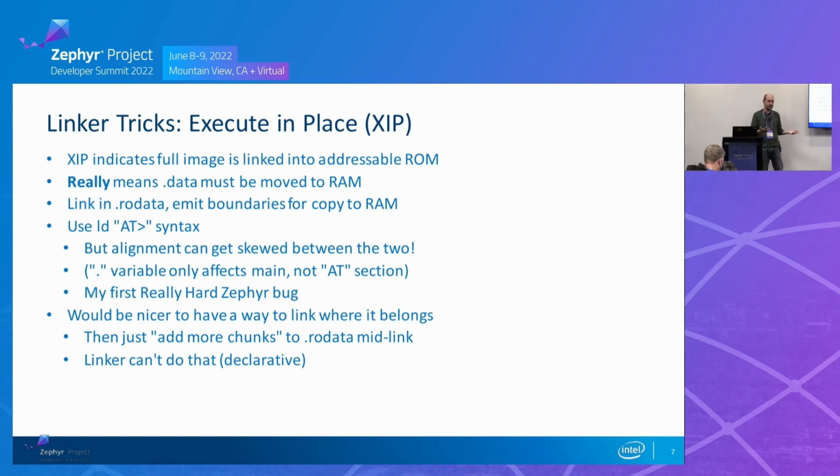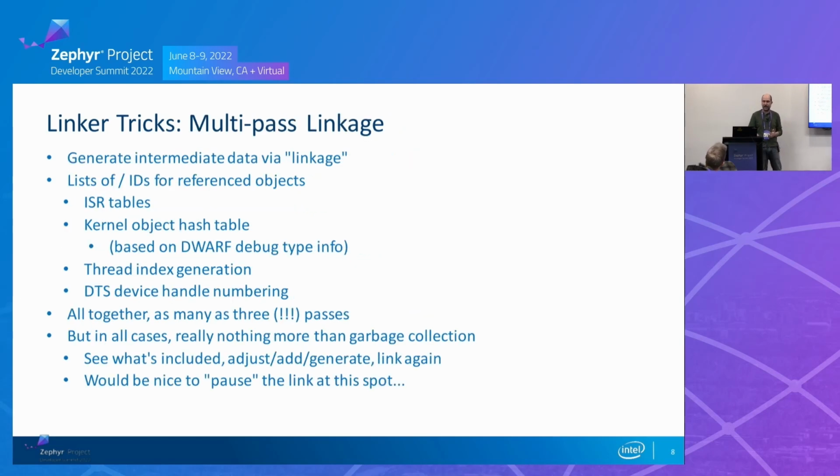You absolutely can't do that as a regular linker script. Or you kind of can if you give up on the idea of just linking once. You can link as many times as you want. You can link it once to get things partially correct, and then another time to fix things up once you know what's going to be included, mostly, right? And so Zephyr does this repeatedly.